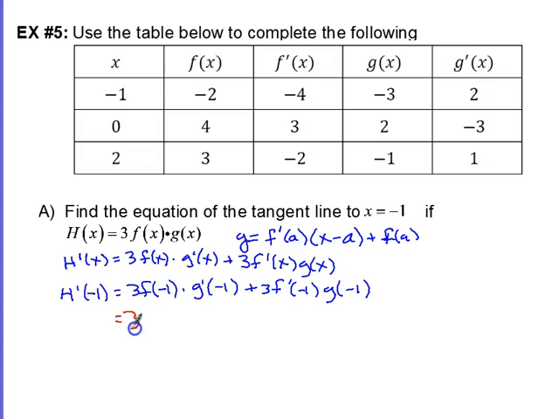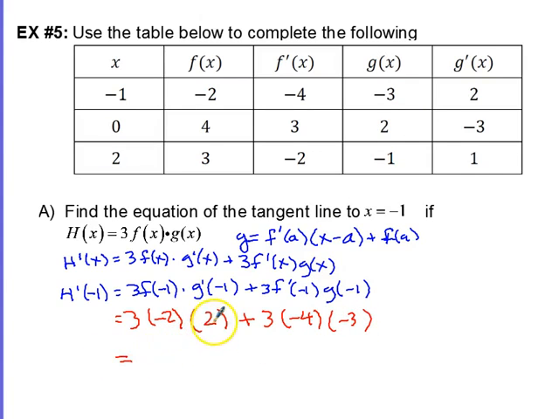So we'll just substitute in. We have 3 times f of -1. f of -1 is -2 from the table, times g prime of -1. So g prime of -1 is +2, plus 3 times f prime of -1. So here's f prime of -1, -4. And finally times g of -1. g of -1 is -3.